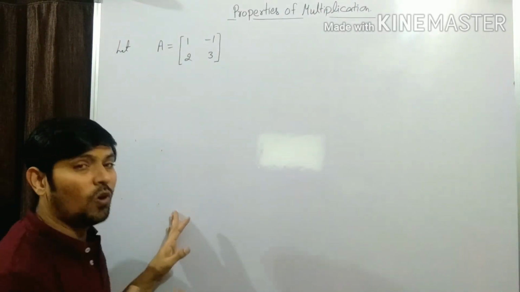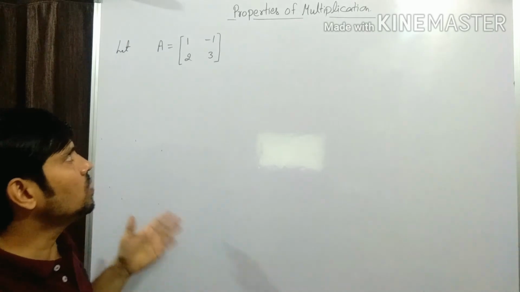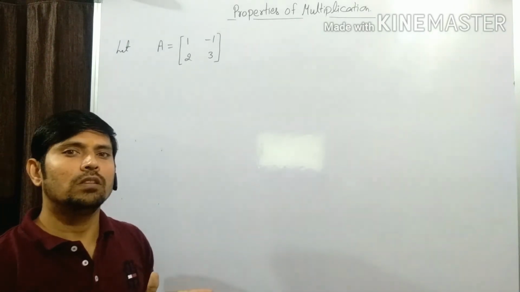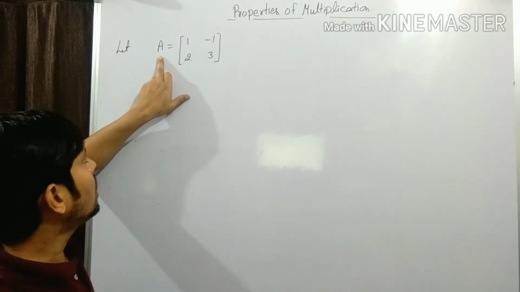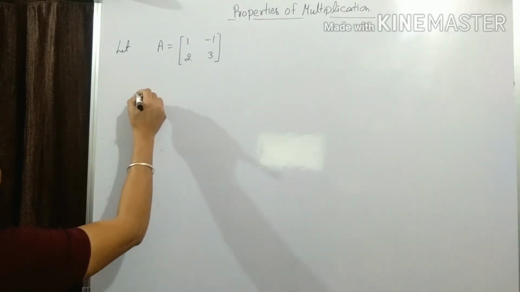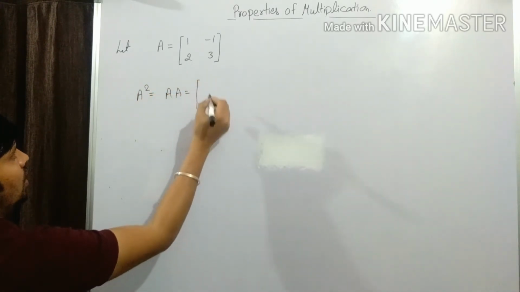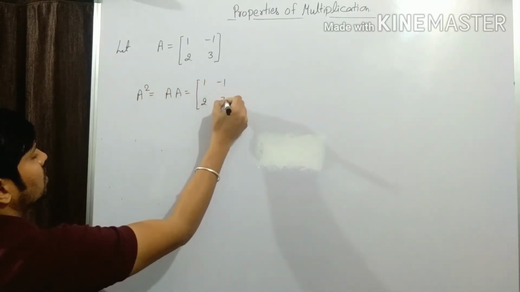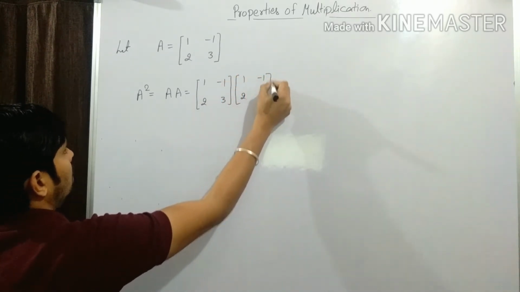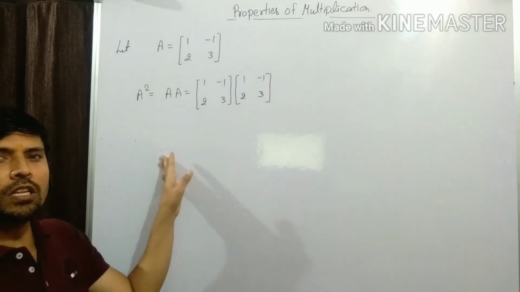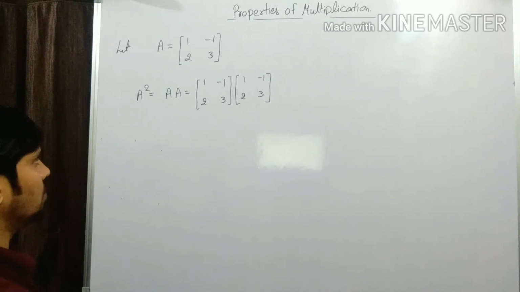Let's talk about some more examples, so that the multiplication task will be easy for us. Here I have taken one more example. A equals this, and here we are going to find A square, A into A. This is 1 2 minus 1 3, and this is 1 2 minus 1 3. Roughly you can check whether the product is possible or not, but here you know the product is possible.